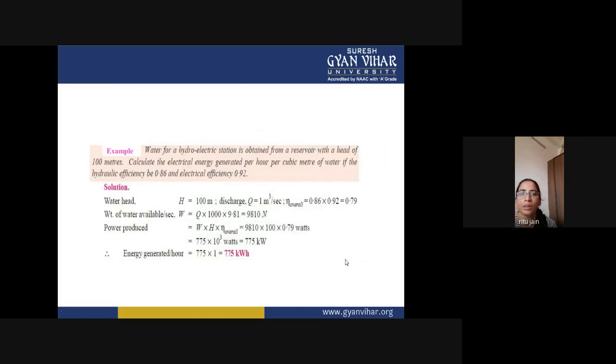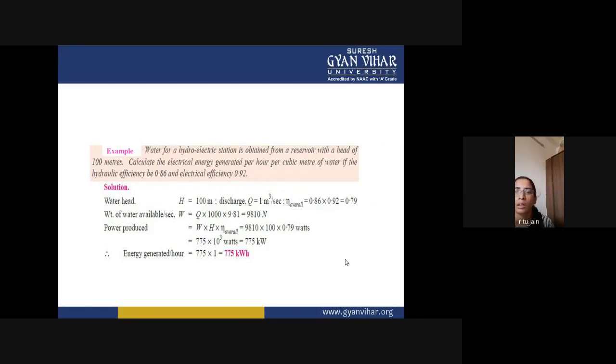Now let's come to the next example, which is based on your hydropower plant. Water for a hydroelectric station is obtained from a reservoir with a head of 100 meters, and so this is your hydropower plant and the head height of the hydropower plant is 100 meters. Now calculate the electrical energy generated per hour per cubic meter of water if the hydraulic efficiency be 0.86 and electrical efficiency is 0.92.